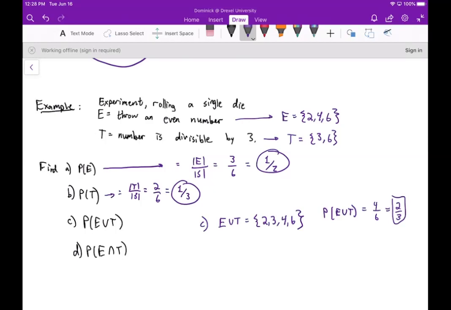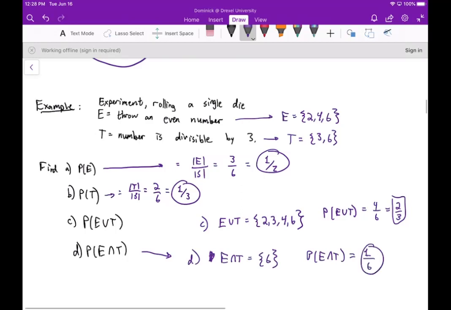Okay, and then finally for part D, if we wanted E intersect T, that would be that it's even and divisible by 3, and that would of course just give us one event there, that would just be 6. So of course the probability of E intersect T would be 1 over 6. Okay, so that's the idea.